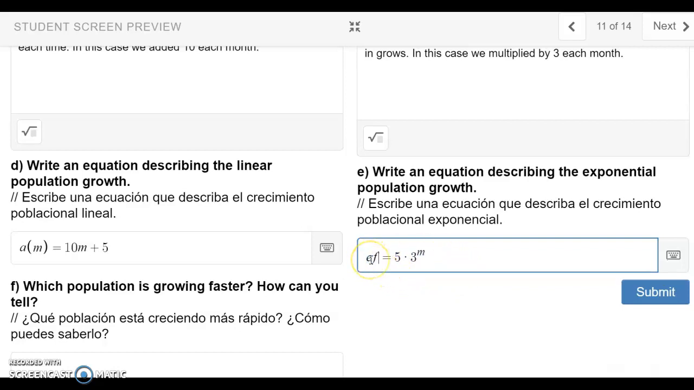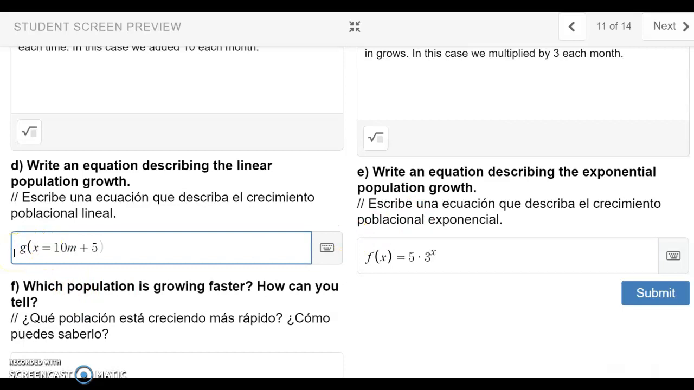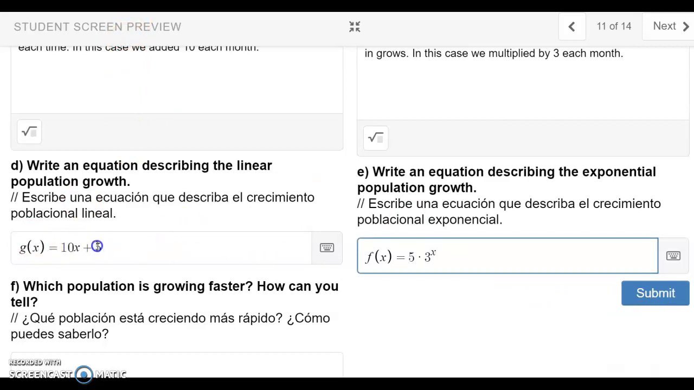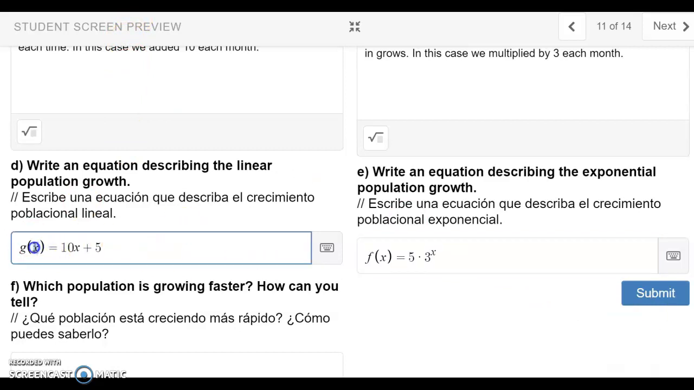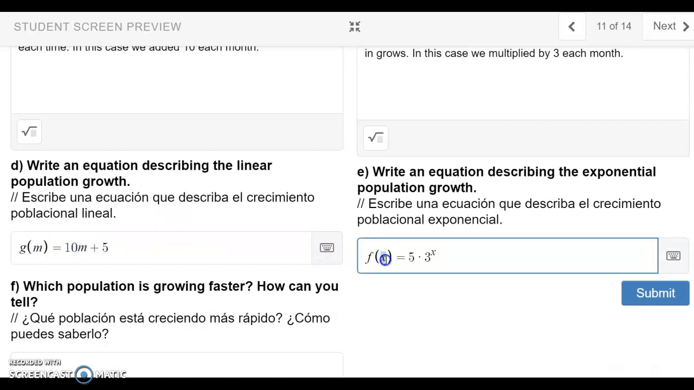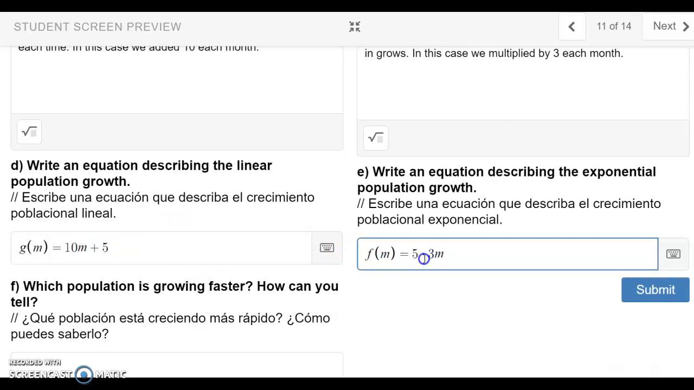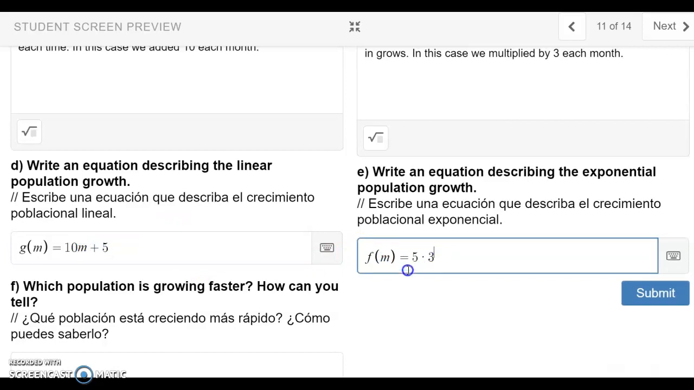If you're like, that's really confusing, watch this. Nothing changes if I do f of x except for the variable that we have in there. And if that feels more comfortable to you, great. We could do the same thing here. This could be g of x equals, but instead of m, it'd be x. And so the idea is you want to be able to define the variables and know what's happening. So since we're talking about months, I'm going to just keep it as m. So f of m equals 3 to the m power times our initial value, which is 5.